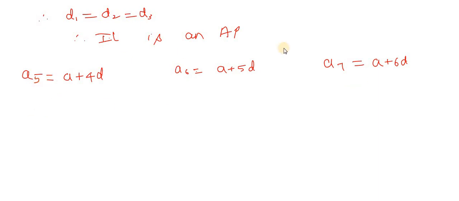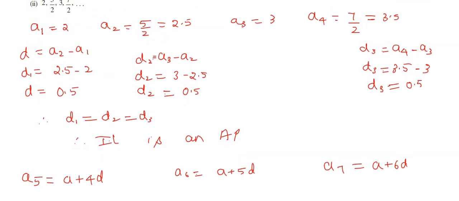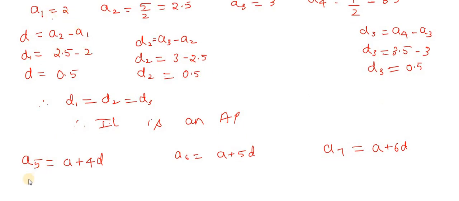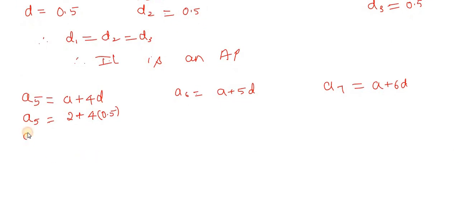Now you substitute the A value. We know what the A value is; it is nothing but 2, right? So substitute here, and can you find A5? A5 is 2 plus 4 times D. What is D? That is 0.5. Now simplify this. A5 equals 2 plus 4 times 0.5. Half of 4 is nothing but 2. Therefore A5 equals 4.